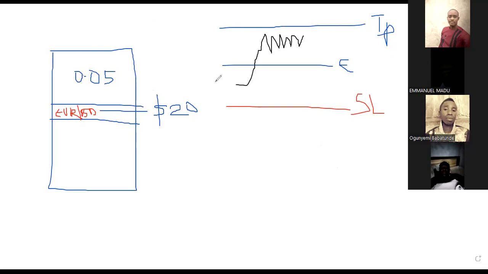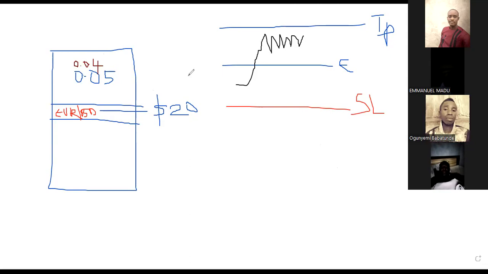How can you take part of this profit? Just click on that currency pair running, go to modify. Once you click on modify, you change your lot size to 0.0. You can just book part of the profit. If you want 0.03, good. If you want 0.04, beautiful. For me, I will make it 0.04.